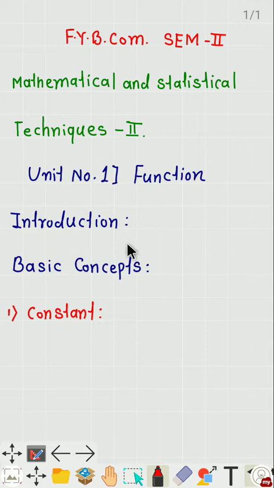In this lecture, we are going to see about mathematical and statistical techniques second. So this is a class of F5 become students semester second, and this is mathematical and statistical techniques second paper. Today we are going to see about unit number 1, functions.